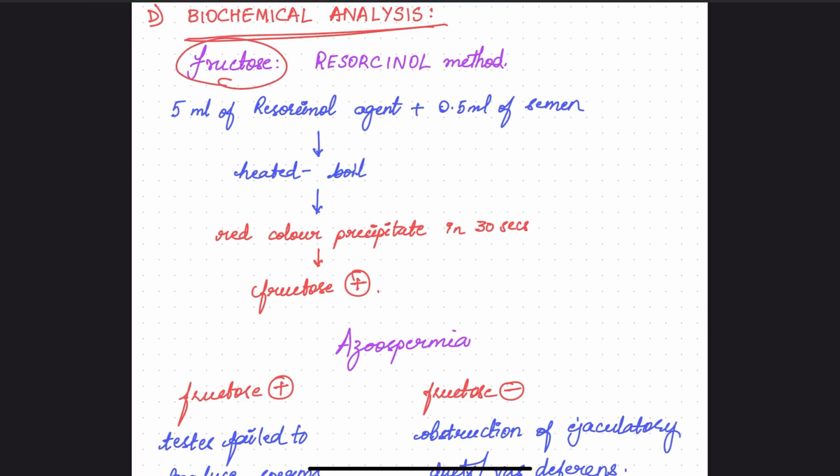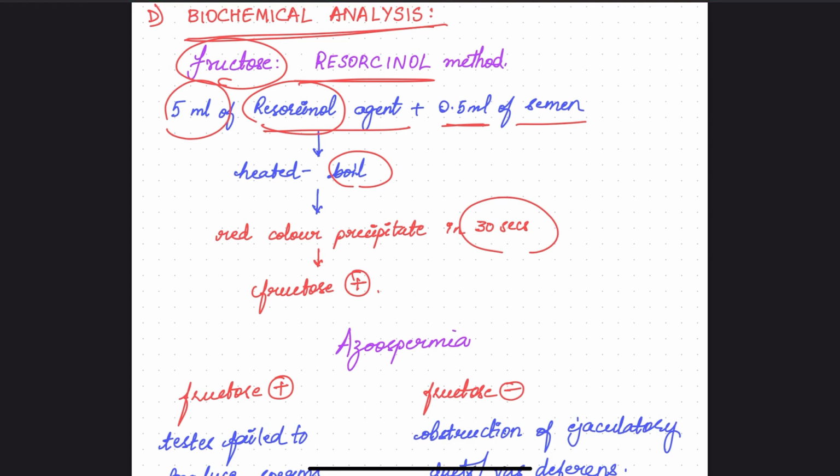Fructose is secreted mainly by the seminal vesicle. The test performed is the resorcinol method. 5 ml of resorcinol reagent is mixed with 0.5 ml of semen. They are heated or brought to a boil. After 30 seconds of boiling, you get a red color. If you get a red color precipitate, fructose is present. Fructose gives you a red color.